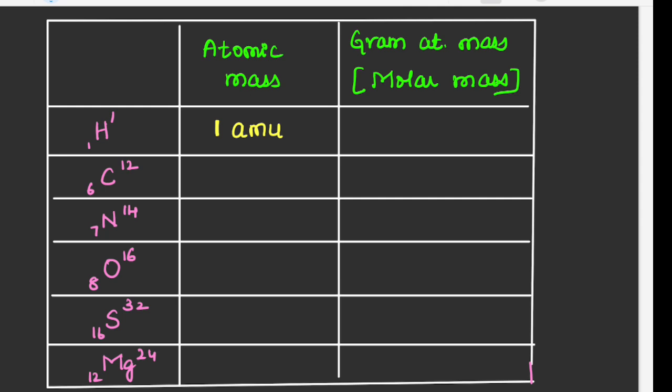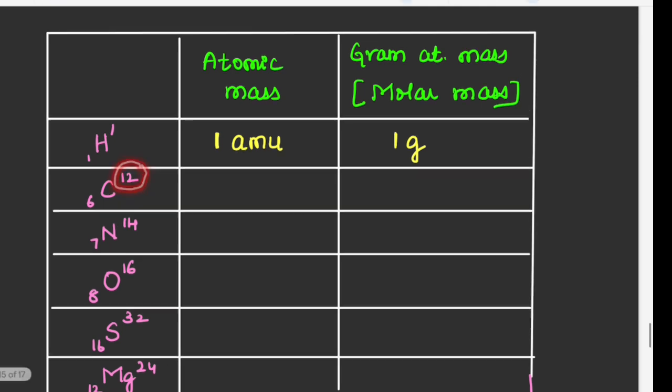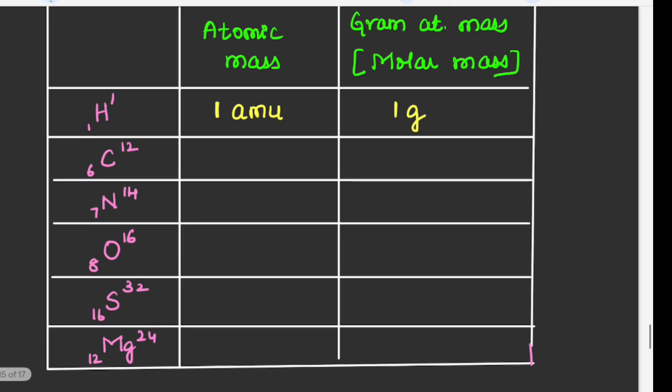Now what is gram atomic mass or molar mass? Here it will be equal to 1 and the unit should be grams. Second question. Again here check the mass number. Mass number is 12. So write here 12. 12 atomic mass means you should write AMU. Gram atomic mass or molar mass means you should write 12 grams.